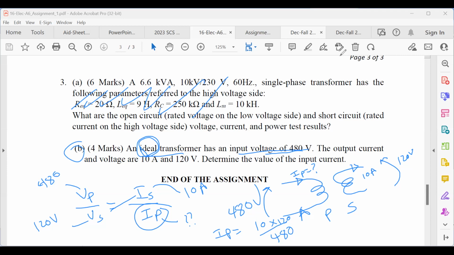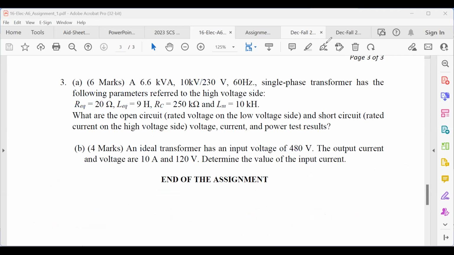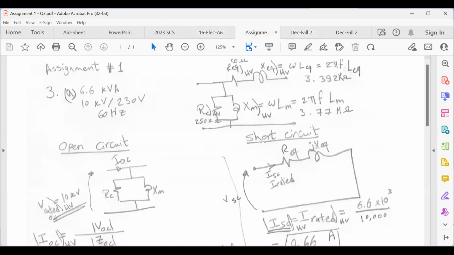Any question before we go through the solution? Okay, if there is no question, let me go very quickly because we passed the time.